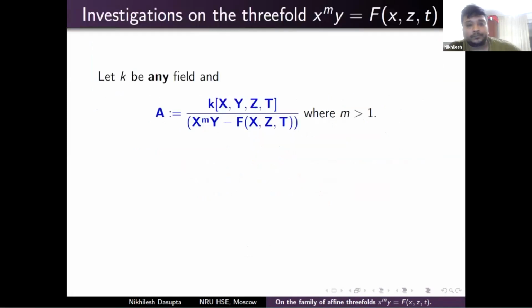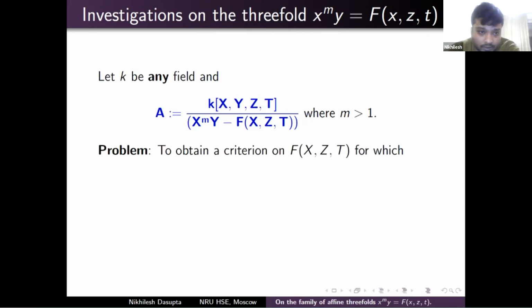Okay. So what we are looking for. Let K be any field, and I look at the algebra of regular functions of this affine variety, K[x, y, z, t] modulo x^m y - f(x, z, t), where for now, let us take m greater than 1. Obviously, some results will hold even for m equal to 1, but not all of them. So what conditions do we wish A to have so that this example becomes interesting? Our objective is to obtain a criterion on f(x, z, t) for which A will stably be a polynomial ring.